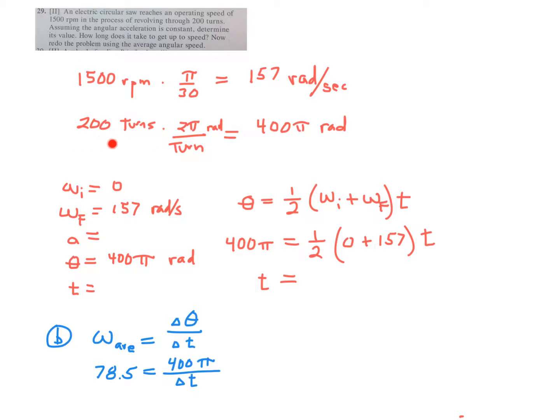And then your 200 turns, convert that into radians. Each turn is 2 pi radians. So you have a total angular displacement of 400 pi radians.